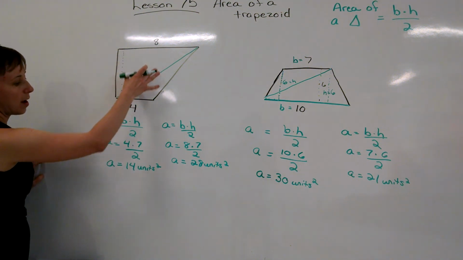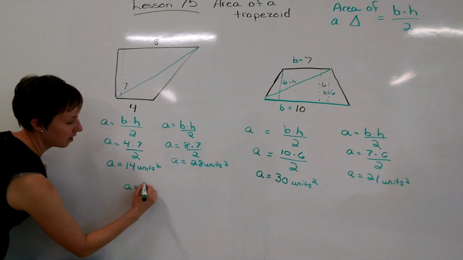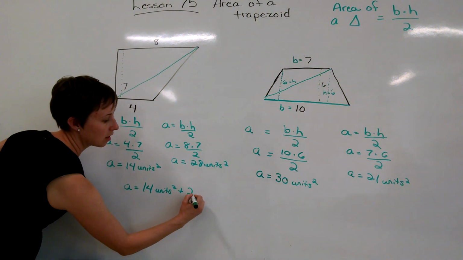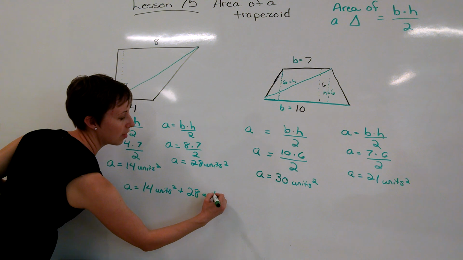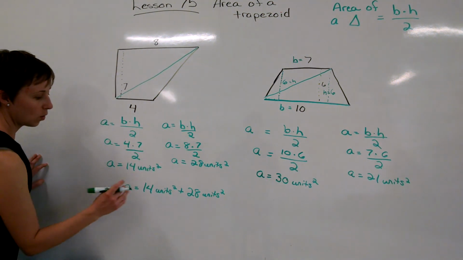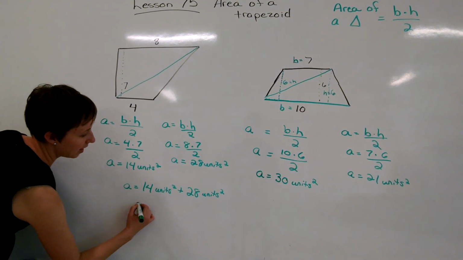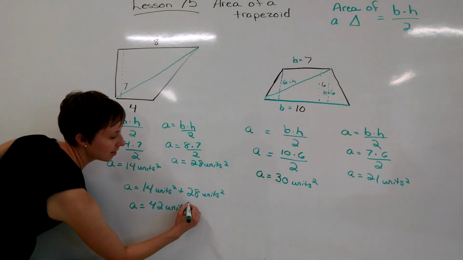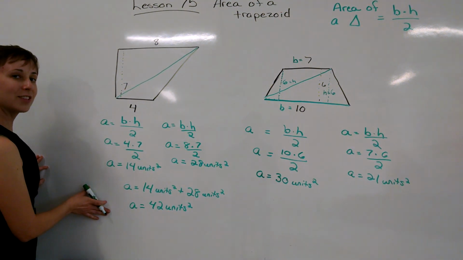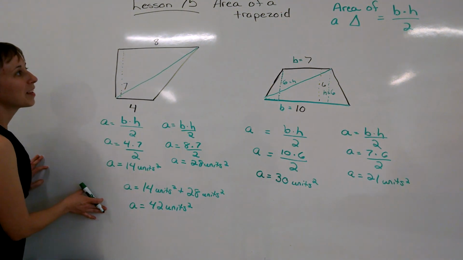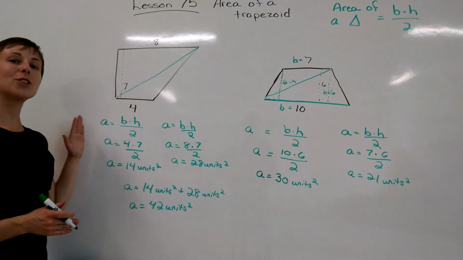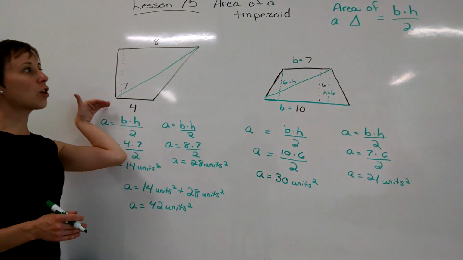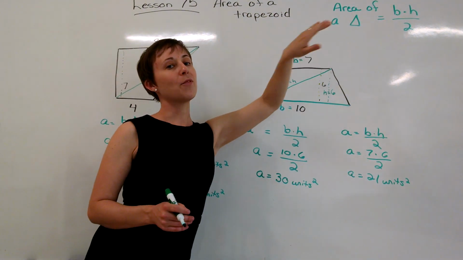So my area of my full trapezoid would be my 14 units squared plus the 28 units squared for the other triangle. When we add them together, we get an area that is 42 units squared. Did you get it yourself? If so, awesome job. If not, go back and watch one more time to make sure that you understand the process. To find the area of the trapezoid, you split it into 2 triangles and use your formula for area of a triangle.